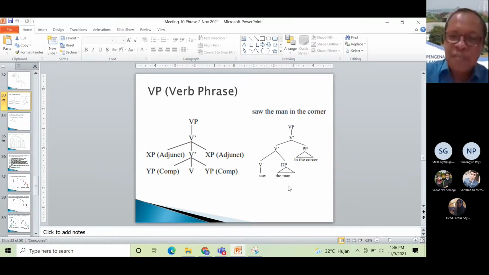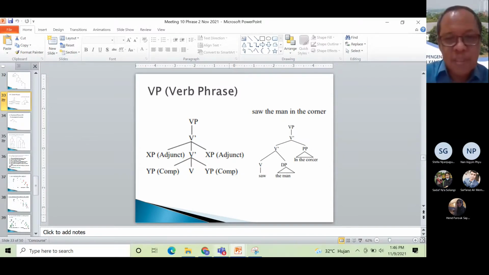Again, okay, Sadaf, "in the corner" here, is it adjunct or complement? It's adjunct. Okay, what about "the man"? Man, it's complement. Okay, good.